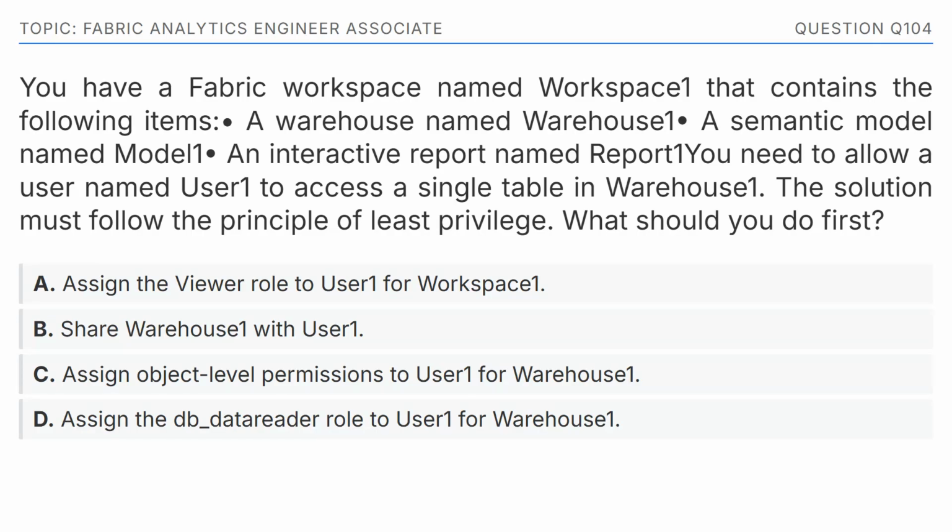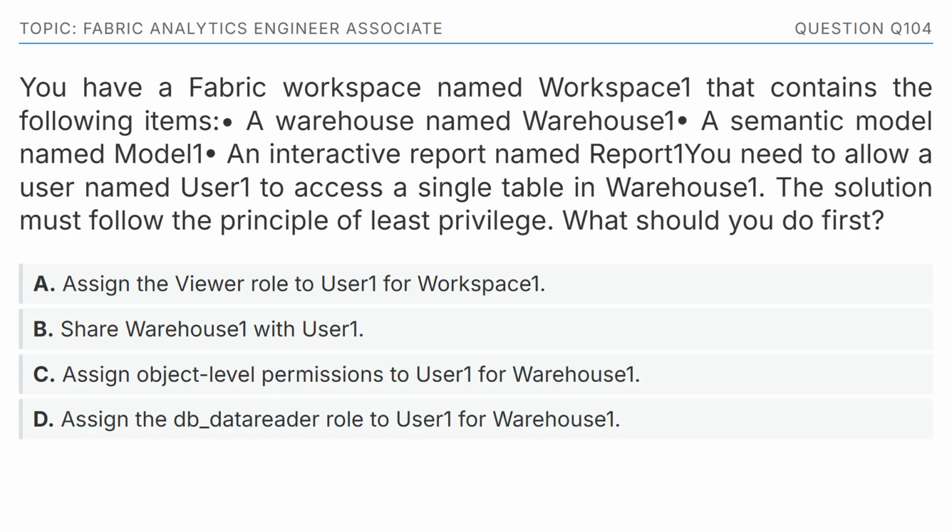You have a Fabric workspace named Workspace 1 that contains the following items: a warehouse named Warehouse 1, a semantic model named Model 1, and an interactive report named Report 1. You need to allow a user named User 1 to access a single table in Warehouse 1. The solution must follow the principle of least privilege. What should you do first?